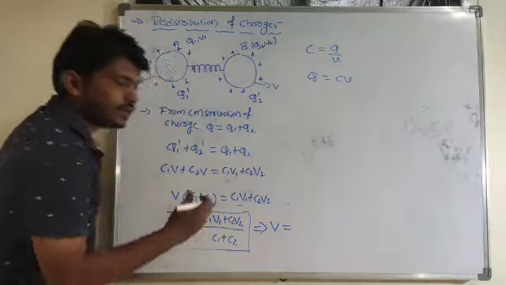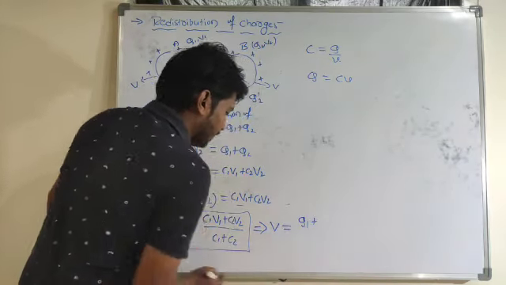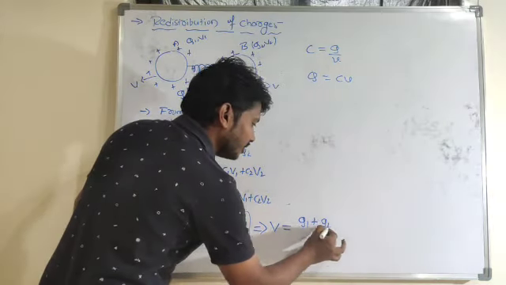Shall I rewrite this equation in another form? C1 V1 is nothing but Q1 here, and C2 V2 is nothing but Q2 here.